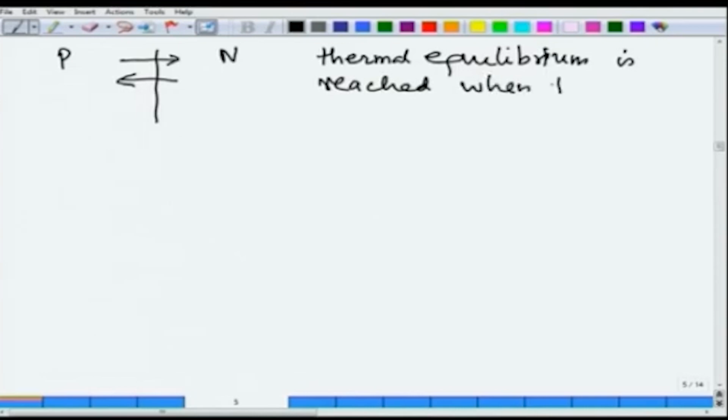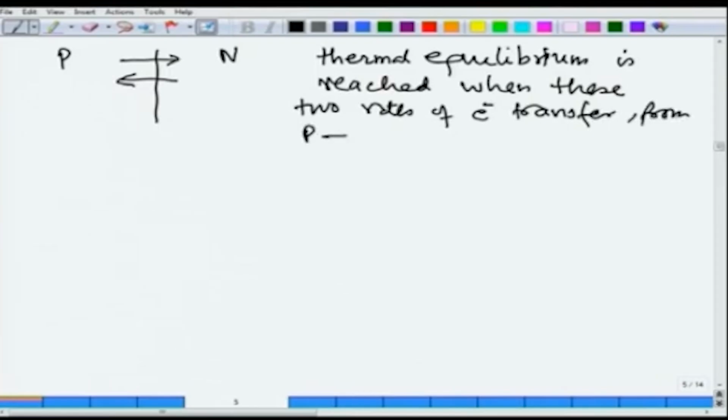Thermal equilibrium is reached when these two rates of electron transfer, from p to n and n to p, are equal. So, let us look at this condition as to what will happen.